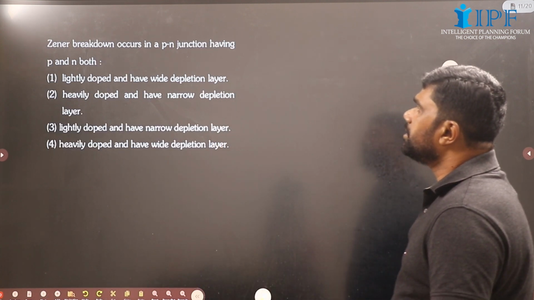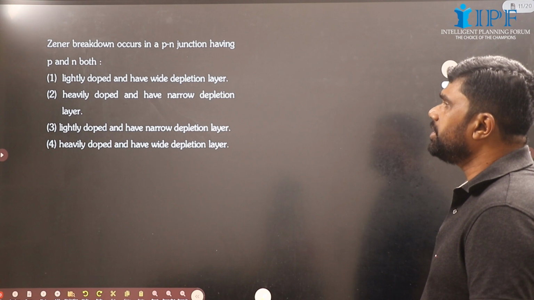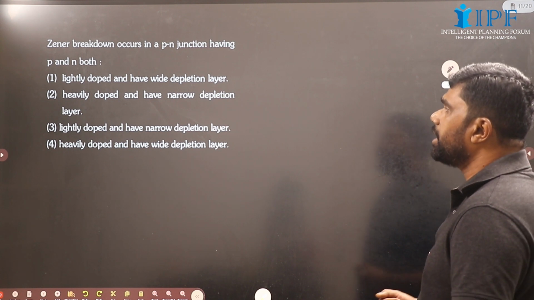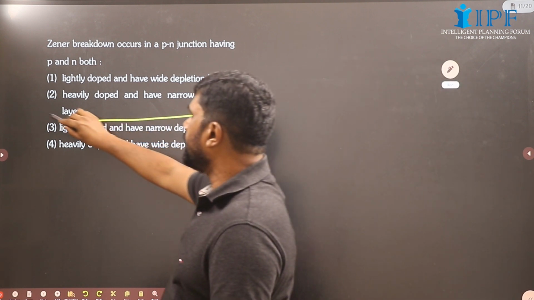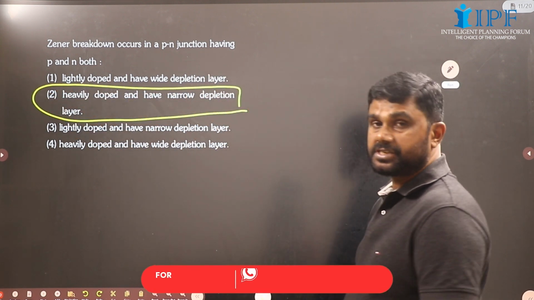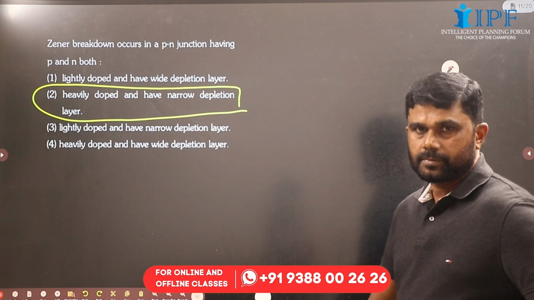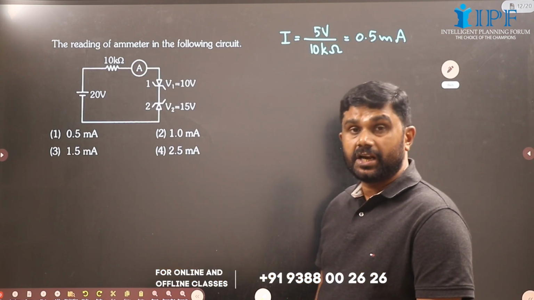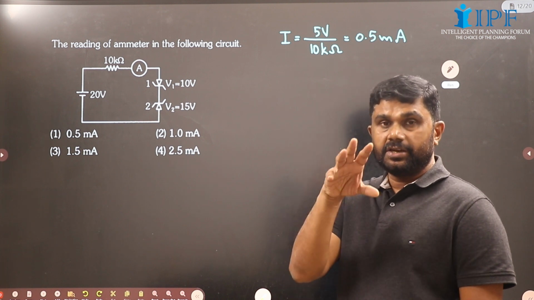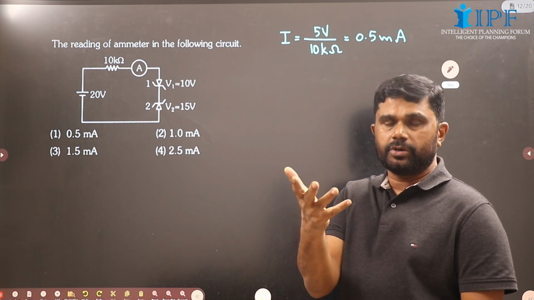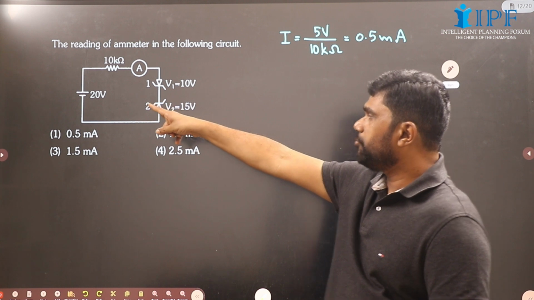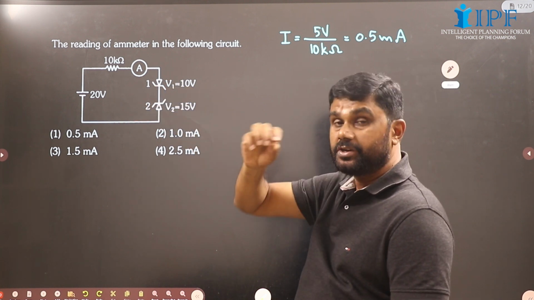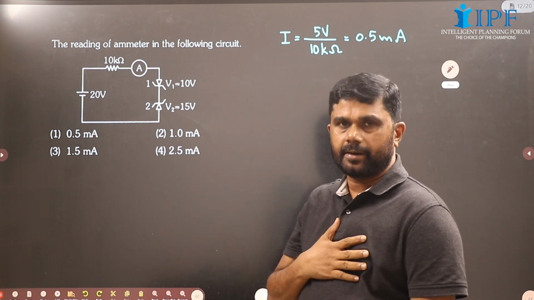Now, Zener breakdown occurs when a PN junction having P and N heavily doped, and have narrow depletion layer. Okay, that is the characteristics of a Zener diode. Now, the reading of ammeter in the following circuit. See, when a Zener diode is forward biased, it will be just like a silicon diode. Okay, so when a voltage is applied like this, this is a forward biased Zener diode. So it will act just like a conducting wire.